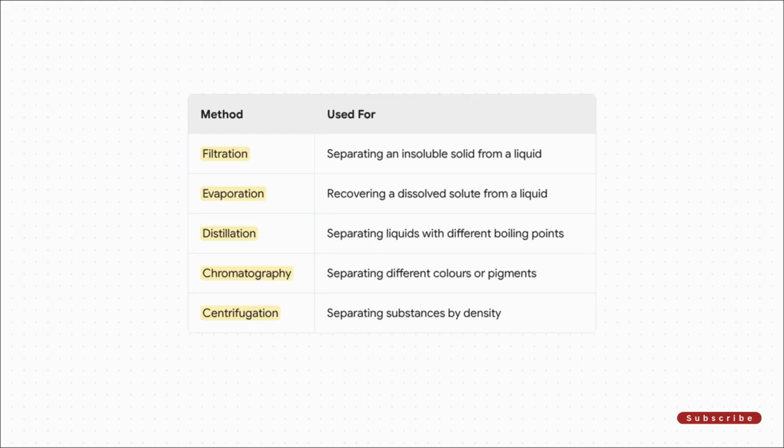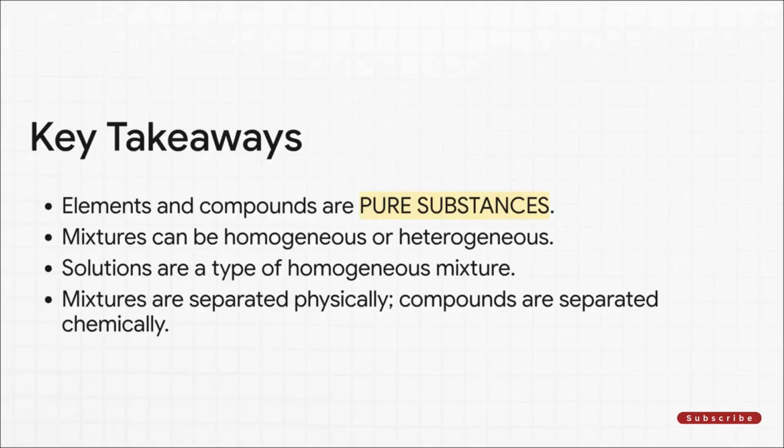And then you have more advanced stuff like chromatography for separating colors and centrifugation, which spins things really fast to separate them by density. That's how we get cream from milk. Phew. Okay, that was a lot.